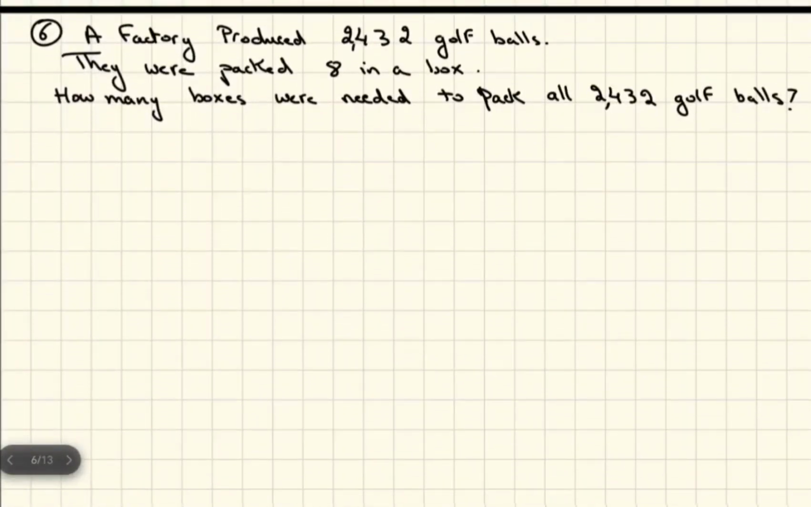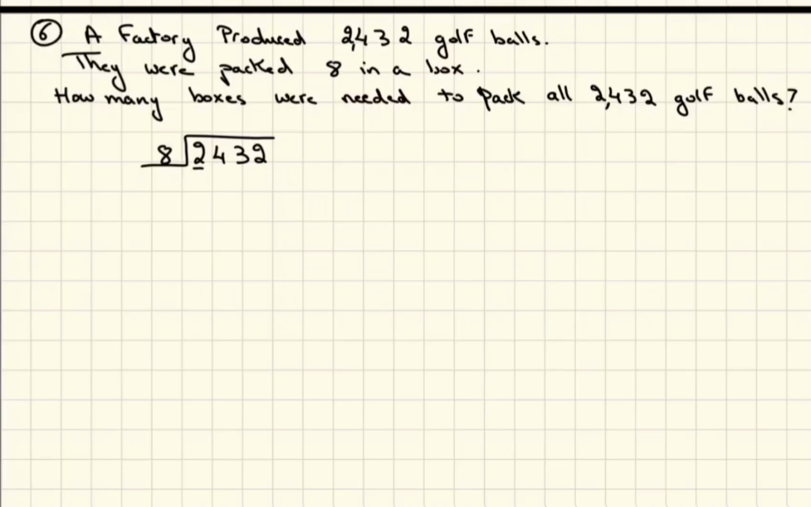Now a factory produced 2,432 golf balls. They were packed 8 in a box. So basically, again, same idea here. So we have 2,432 balls and I'm dividing them in groups of 8, because each group of 8 will be packed in a box. So directly I must divide this number by 8, and this is how we can get the number of boxes.